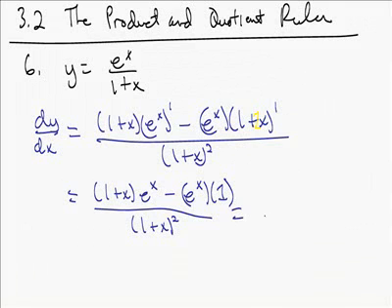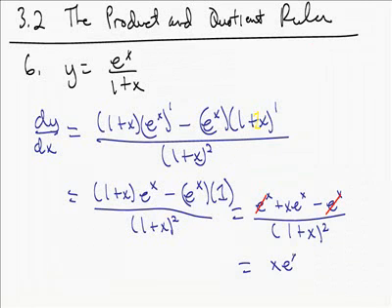Can we simplify this at all? If we distribute this e to the x through the first quantity, we have 1 times e to the x plus x times e to the x minus 1 times e to the x, all over that quantity of 1 plus x squared. And so sure enough, we do get a little simplification here as those add to 0, and we're left with x e to the x over the quantity 1 plus x squared.